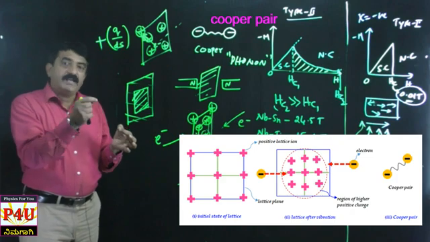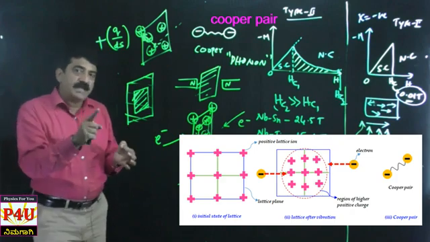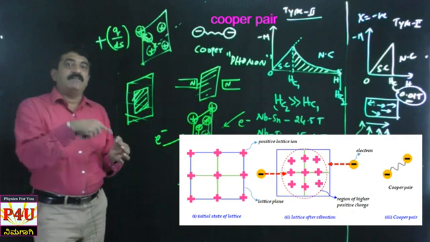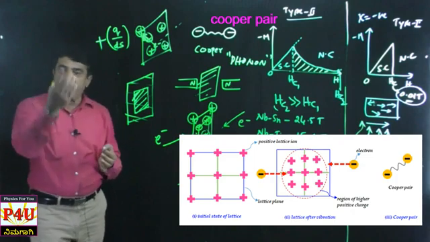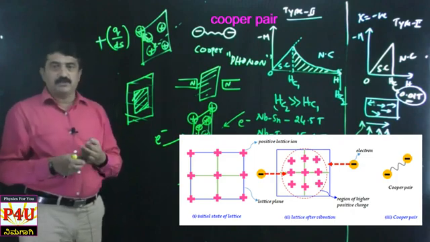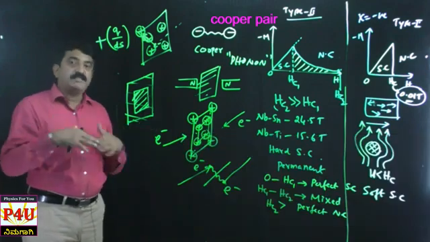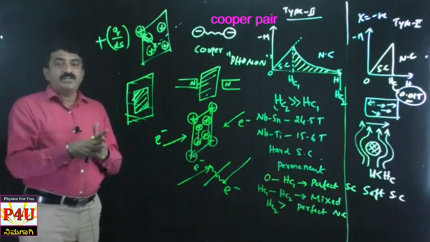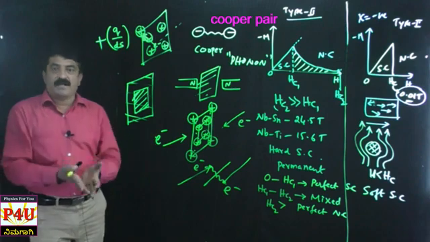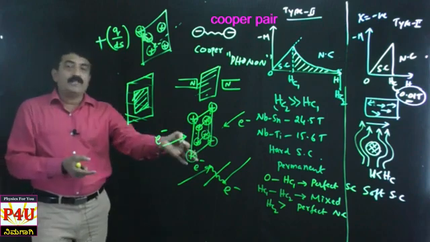Always remember, when there is attraction, energy is less. When there is repulsion, energy is more. This is what you studied even in electrostatics. Higher potential energy means repulsion, lower potential energy or negative potential energy means attraction. Here also the same thing happens.